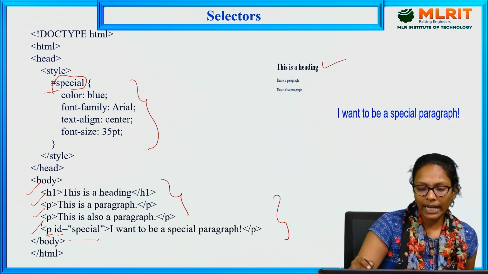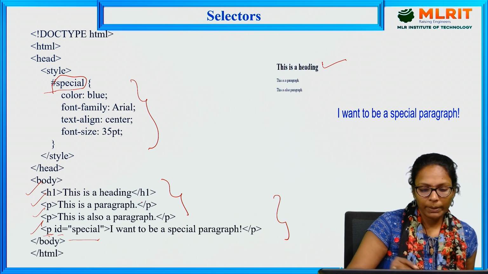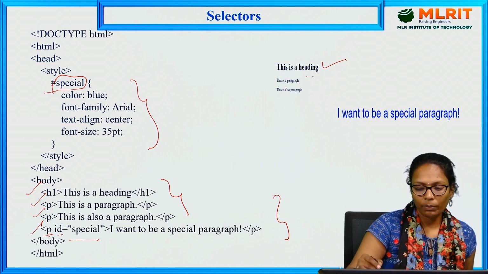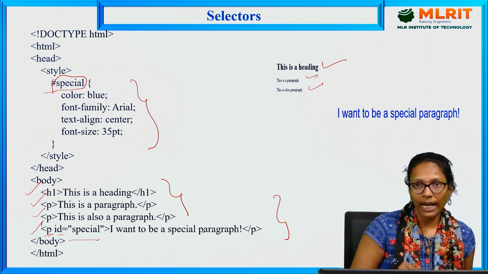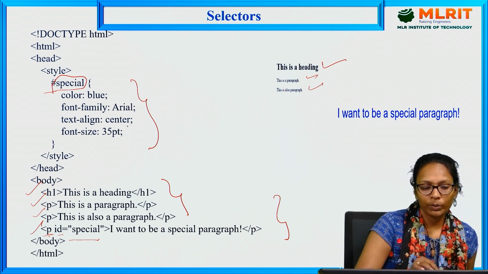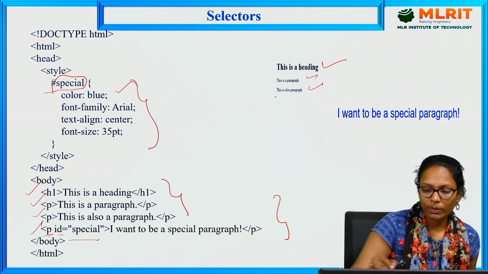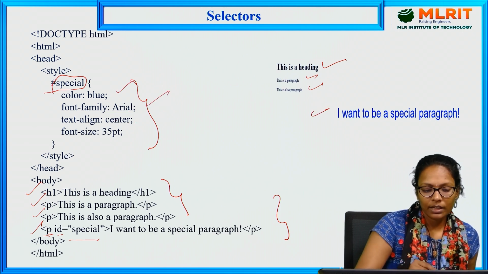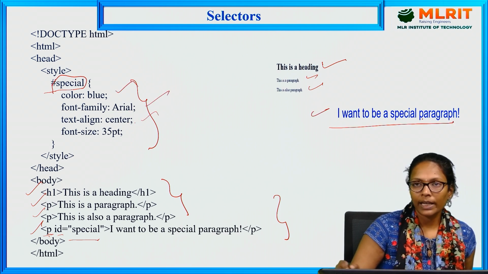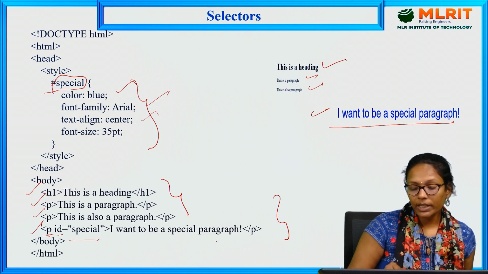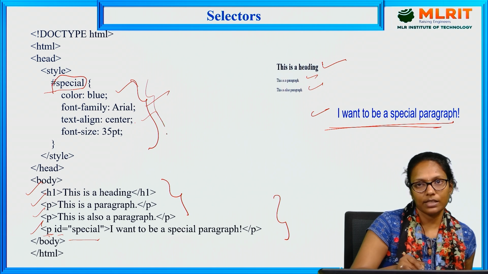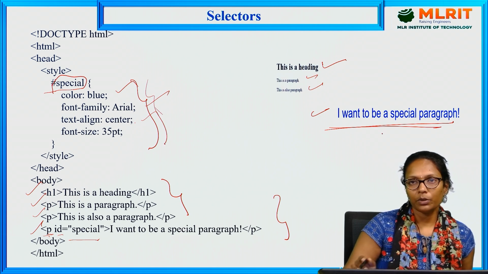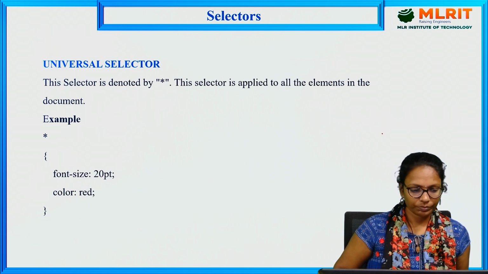H1 will be displayed as it is, in normal heading style, and the first paragraph is normal, the second paragraph is also normal, but the third paragraph you are using the ID, the ID name is special. If the ID name is special, apply these properties. What are the properties? The color should be blue, the font family is Arial, and the text align. You can see the alignment is in center. So I want it to be a special paragraph. This is the last paragraph, to which all these styles will be applied, right? So these styles will be applied to this particular paragraph.